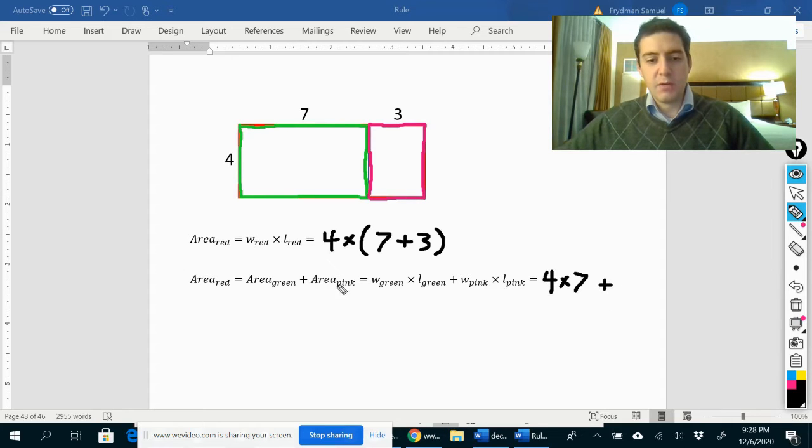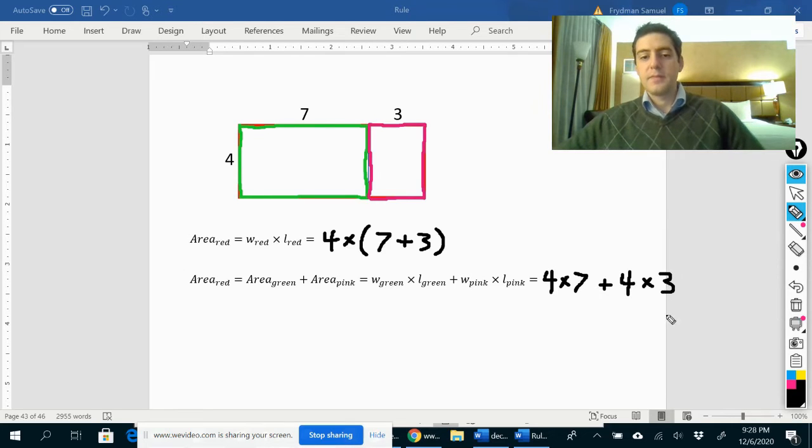And to find the area of the pink rectangle, we need the width of the pink rectangle times the length of the pink rectangle. So the width of the pink rectangle is actually the same as the width of the green rectangle, and that's 4 units. And we have to multiply that by the length of the pink rectangle, which is 3 units. Okay, so another way that we can calculate the area of the red rectangle is what we just did over here, 4 times 7 plus 4 times 3.